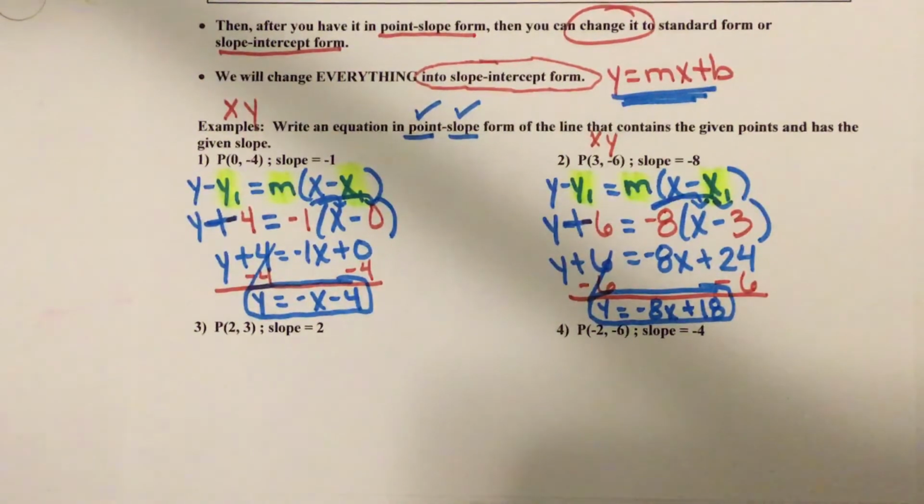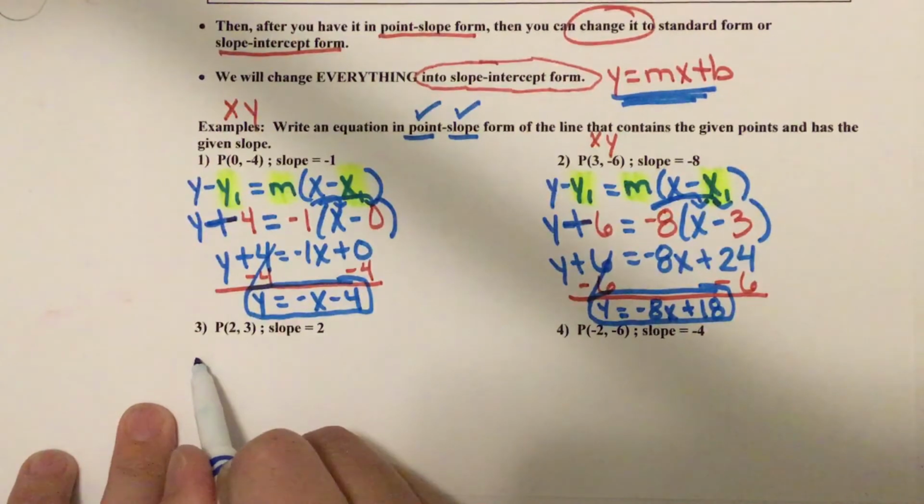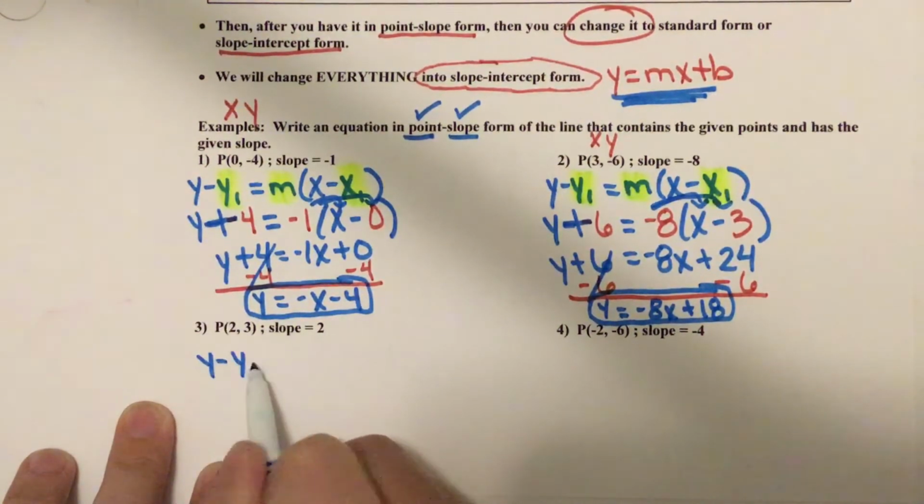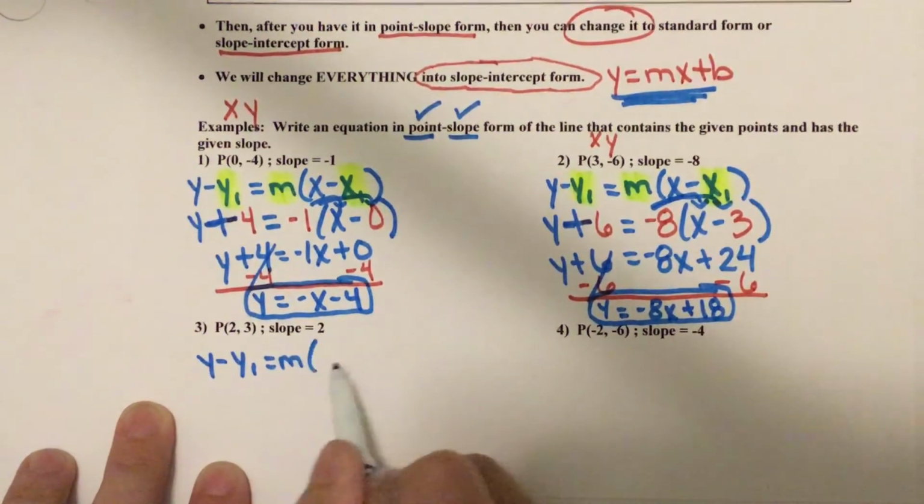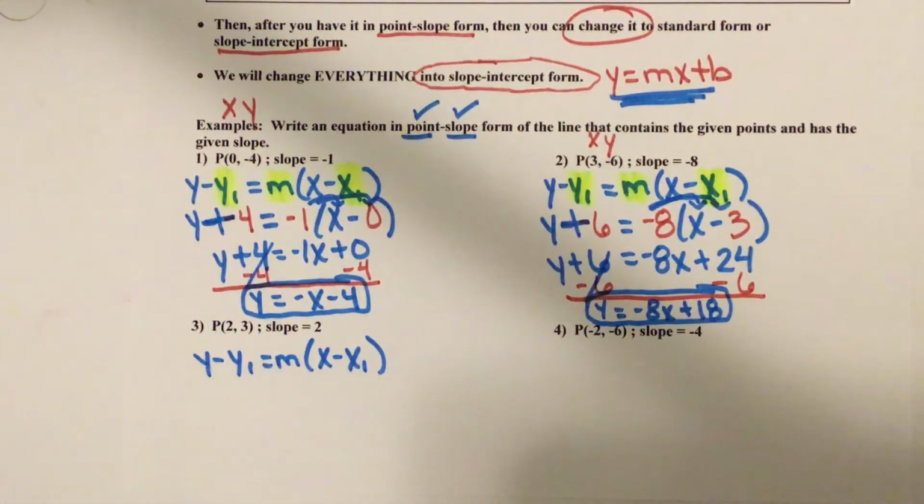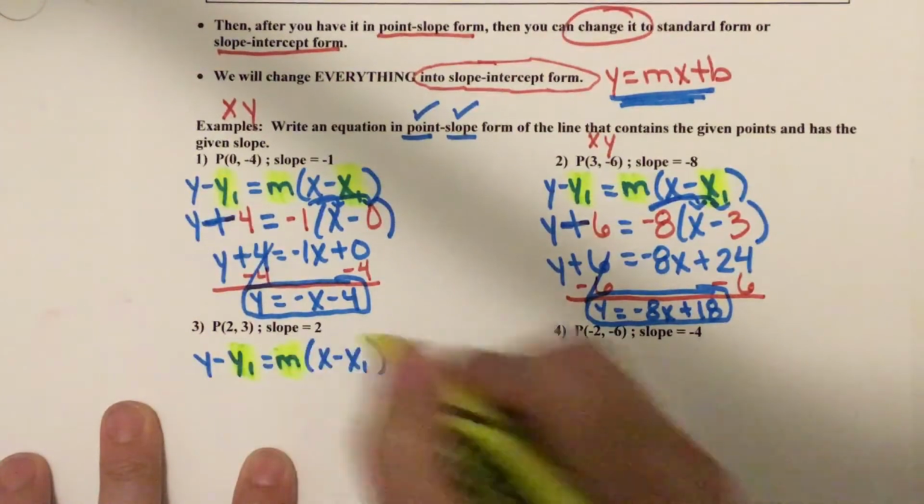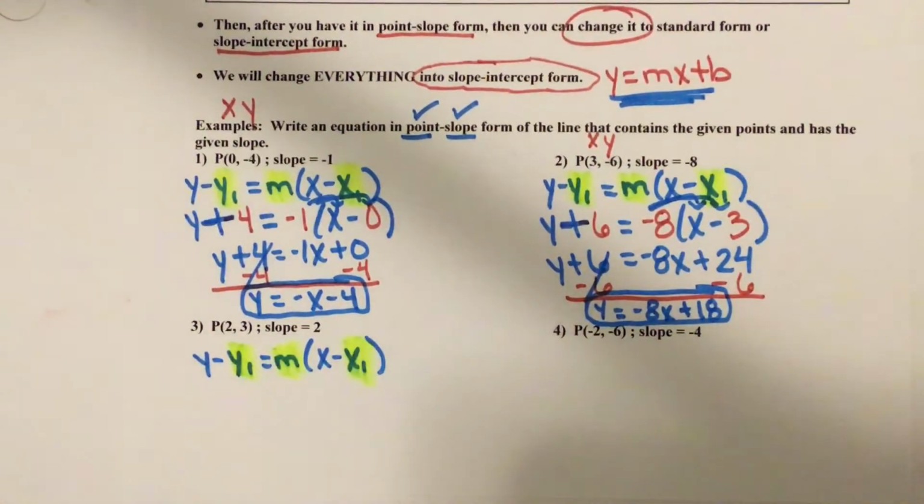Okay, so let's try it again. I have a point, I have a slope. So here I go. I'm ready for point slope. So y minus y1 equals m parentheses x minus x1. I find that the more you write the equation, the more you remember it. Okay, we're plugging in 3 things: the y coordinate, the slope, and the x coordinate.